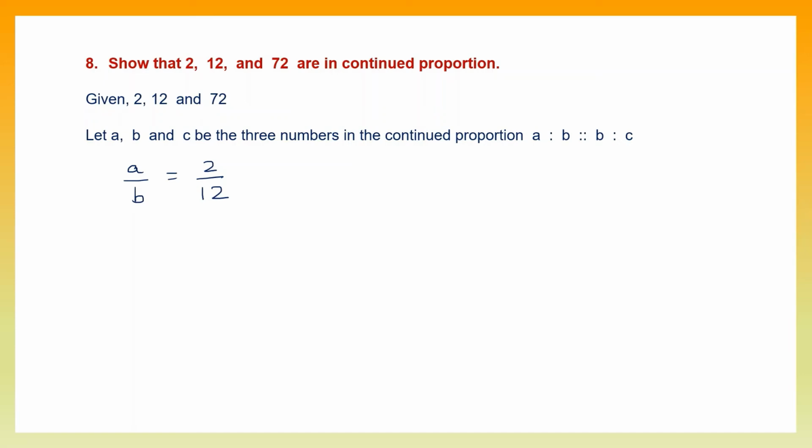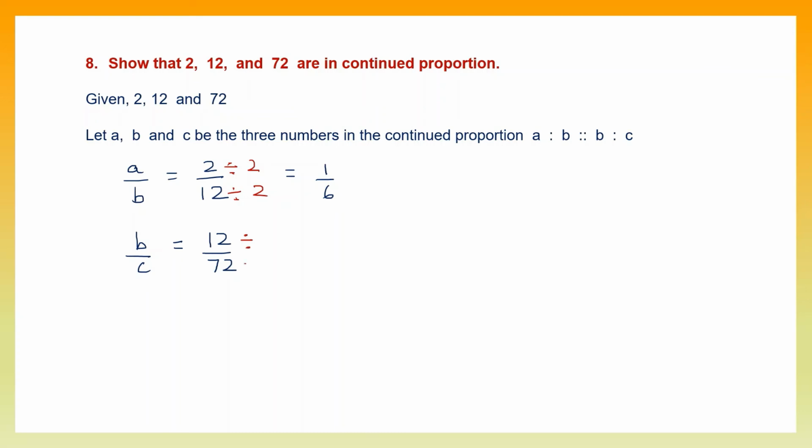Let's reduce this to the lowest term. Divide both by 2 and let's see what we get. 2 ones are 2 and 2 sixes are 12. So A by B is equal to 1 by 6. Now let's take the other one, B by C. B by C, and B is 12 and C is 72.